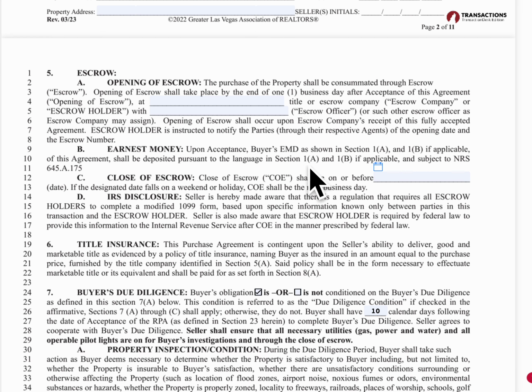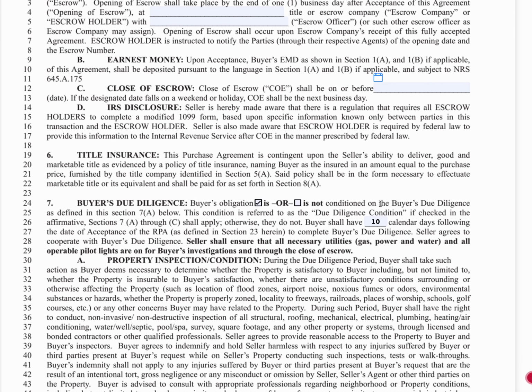So this day right here is something that you need to be aware of as well. Excuse me. Buyer's due diligence. Once we go into contract, we have 10 days to do all our inspections. Home inspection, of course, on resale or new properties, whichever you decide.